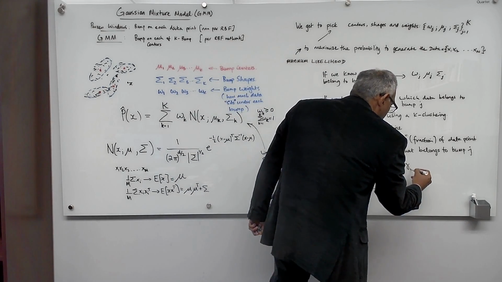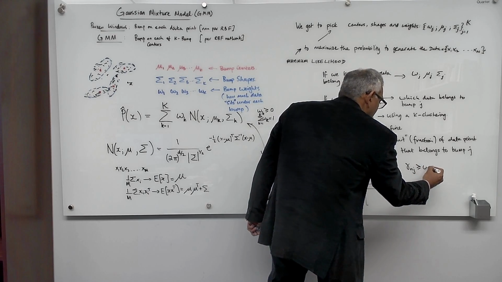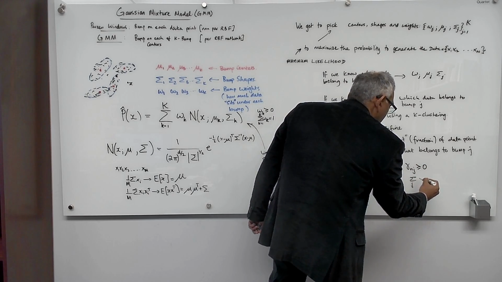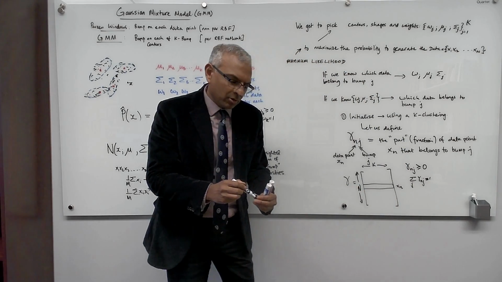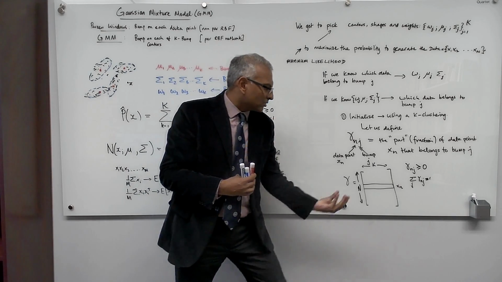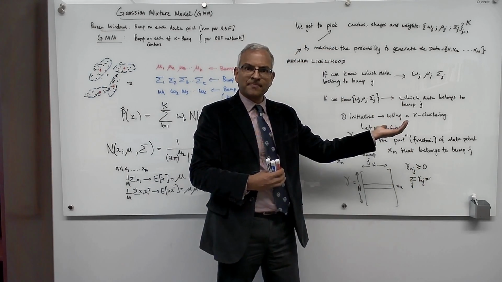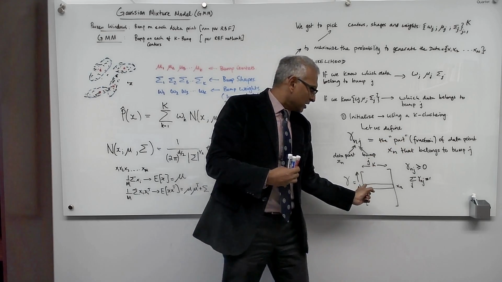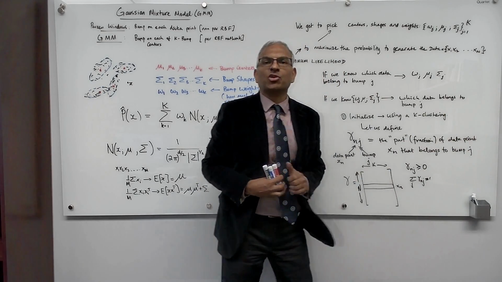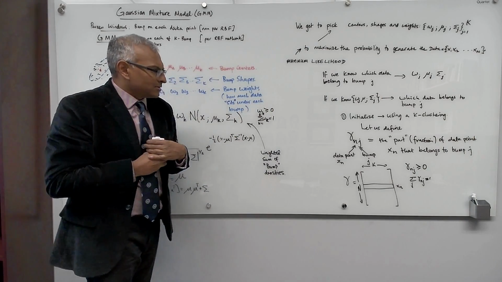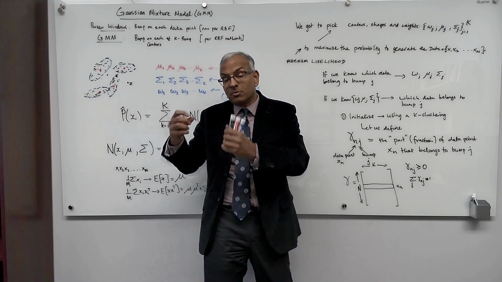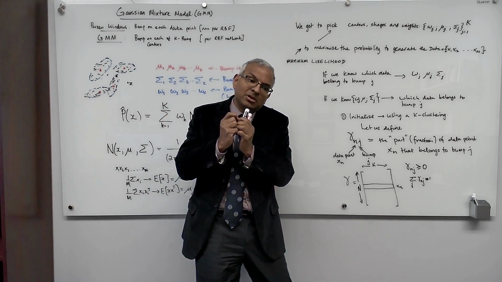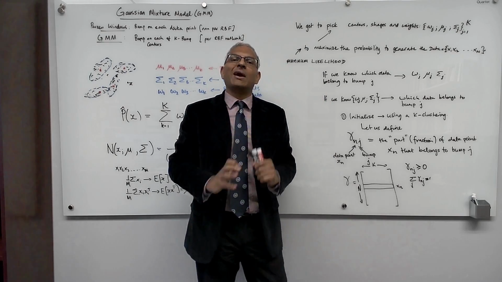So gamma nj is non-negative, and the sum over j of gamma nj is equal to 1. So a part of a data point can belong to a cluster, a bump, but at the end of the day, the entire data point must be allocated. So this is a generalization of the clustering problem, where in the clustering problem, we require that each data point belong exclusively to one and only one cluster.